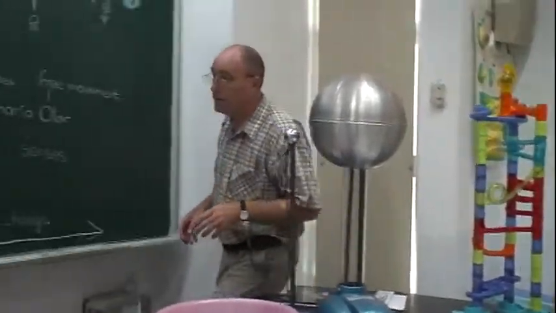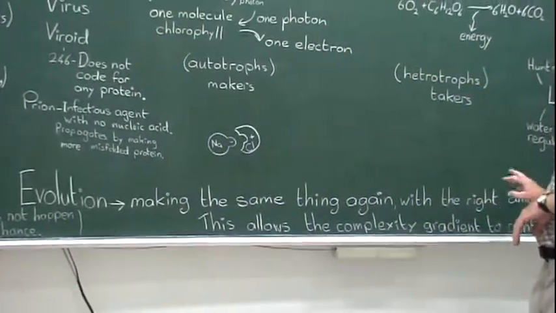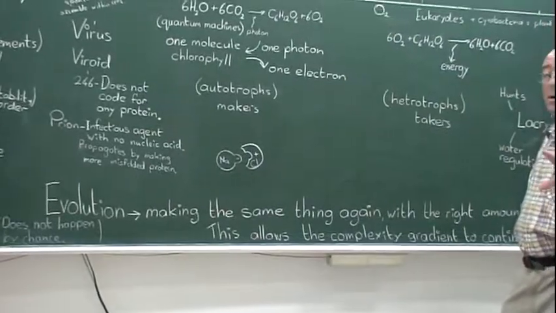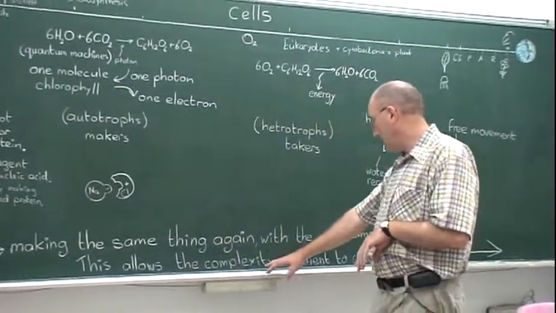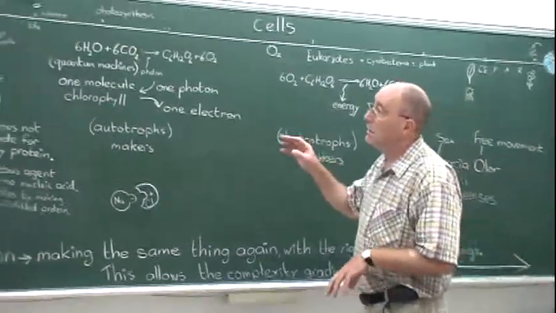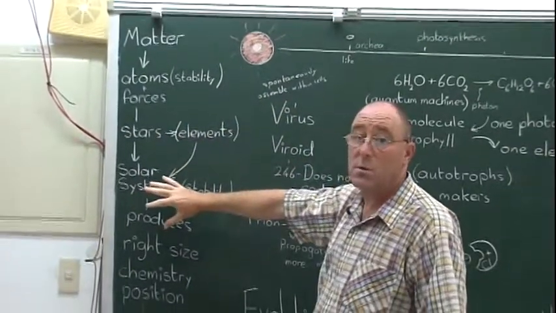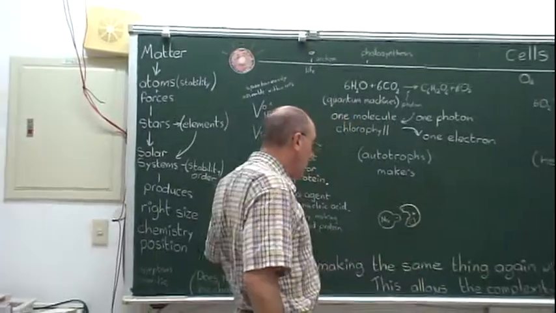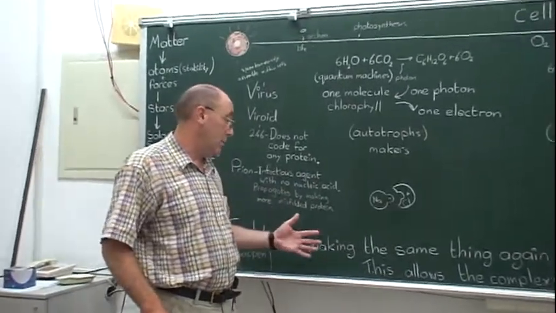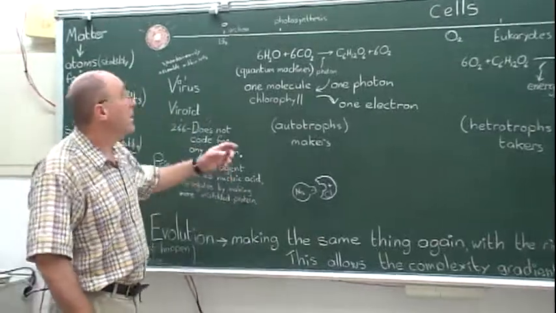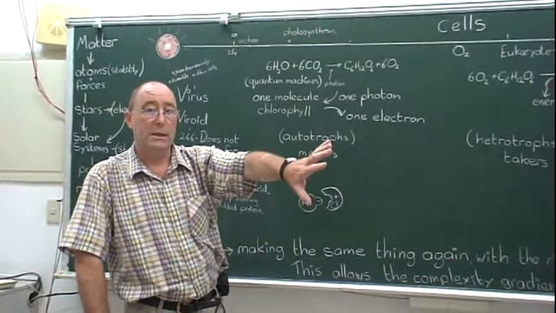So let's see if we can define evolution. Making the same thing again with the right amount of change. Not too much. If you get too much change, it's not going to work. This allows the complexity gradient to continue. So going right back to the first and second lectures, we've got matter assembling into solar systems which are complex and stable, and that allows molecular changes to take place on planets and moons, and I can increase my complexity gradient by having machines, quantum machines, things which we call living things.